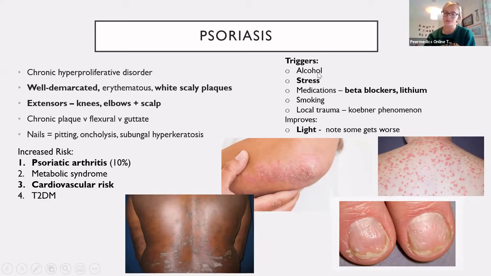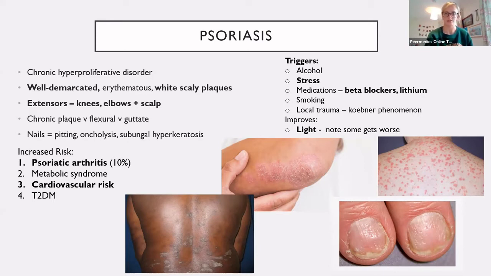Good to know a couple of triggers, things that make it worse. So alcohol, stress, a couple of medications to note are beta blockers and lithium. Local trauma gives you this Koebner phenomenon. I've never seen it in real life, but say you got a point of injury like here, you'd get a line of a psoriatic plaque coming from that, and that's your Koebner phenomenon.